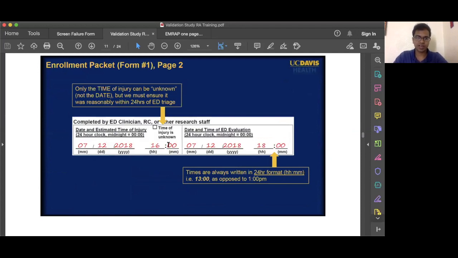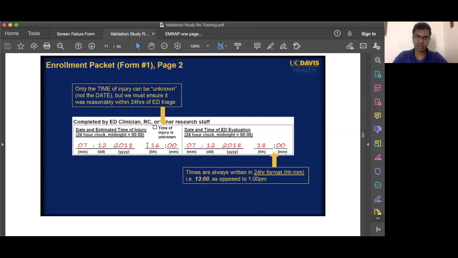So that would be the date. And this is the time of injury. So the time of injury is the only thing that can be unknown. And that's only unknown if you can't figure it out through looking at the chart or talking with the attending, the nurses, the family members, or anyone who brought in the child. If by talking to all of those or looking at the chart, you can't figure out the time of injury, then you can click this unknown. But that would be the only reason you'd click it unknown.